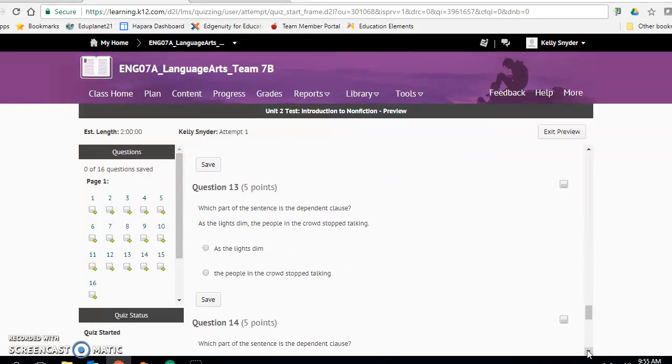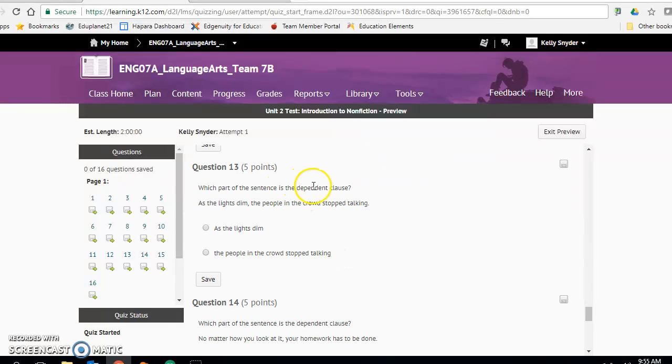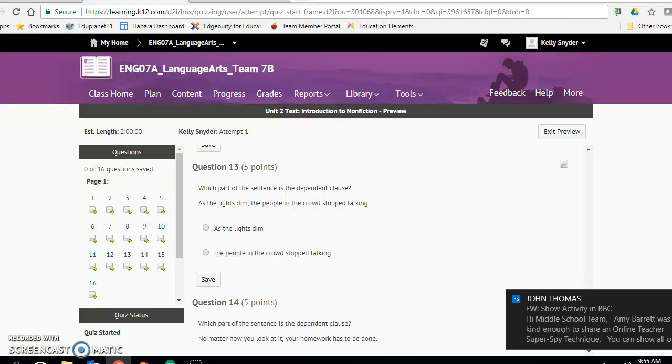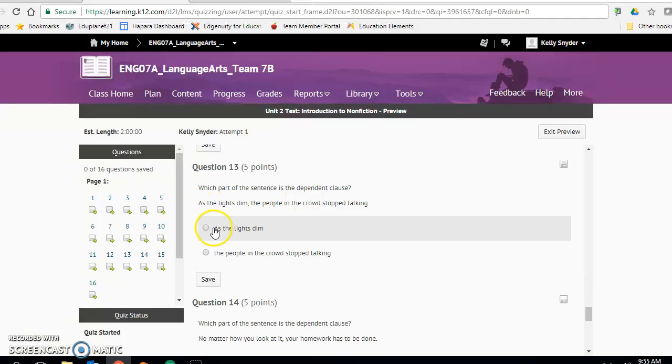Question 13. Which part of the sentence is the dependent clause? As the lights dim, the people in the crowd stopped talking. So you're looking for the dependent clause. As the lights dim, or the people in the crowd stopped talking.